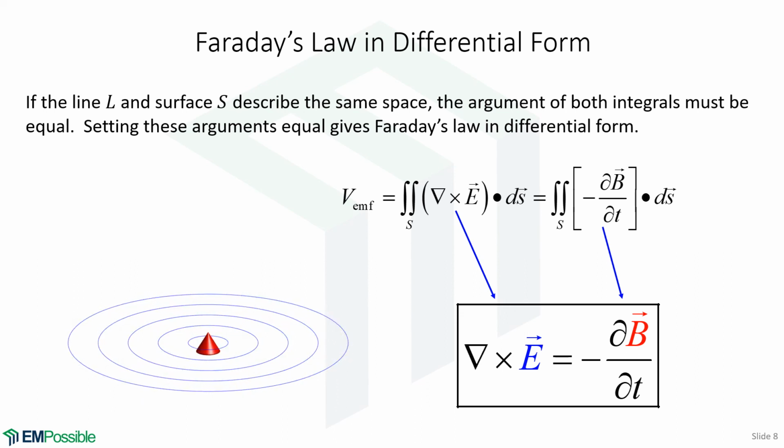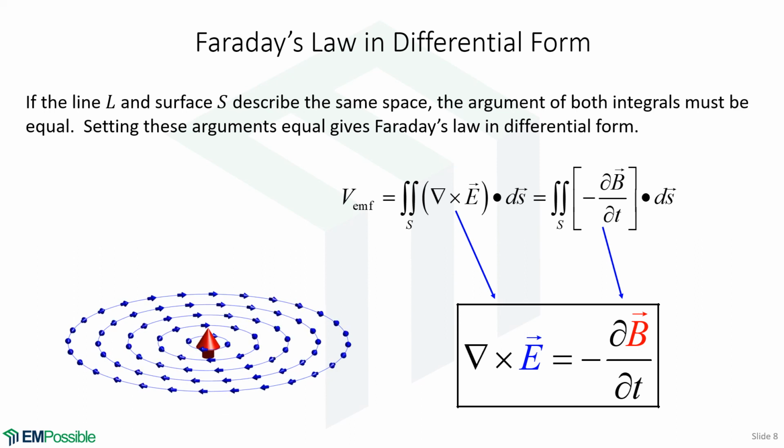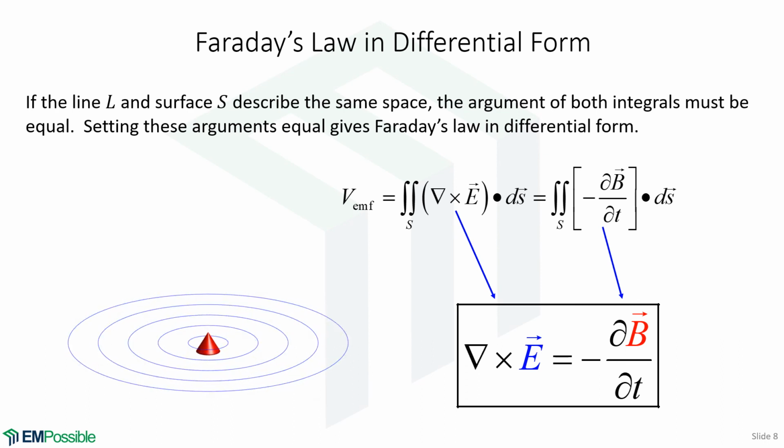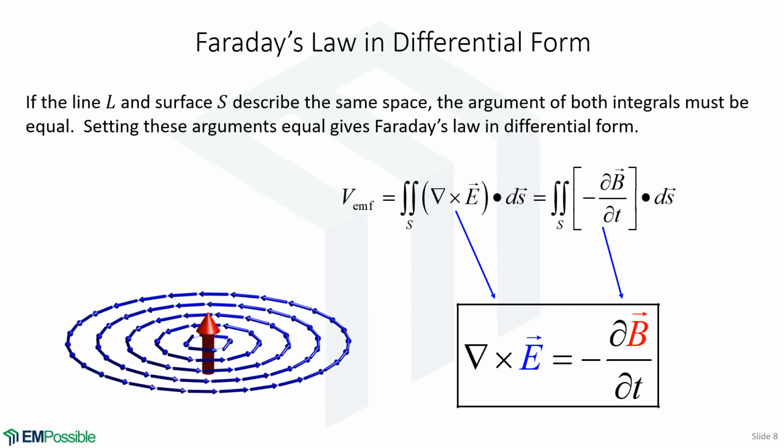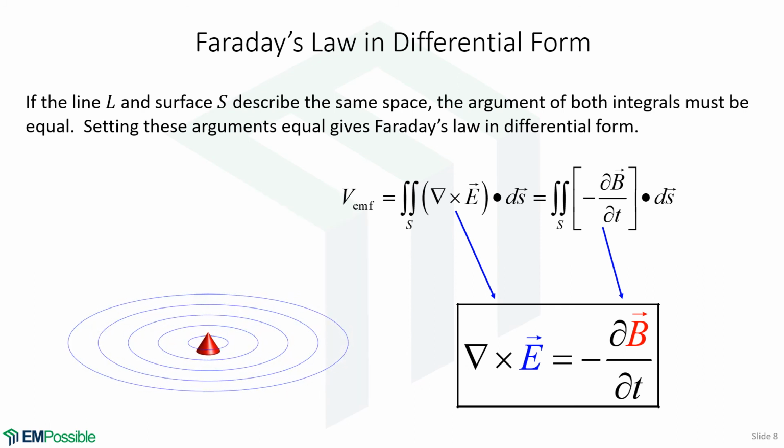But the big picture to come away with is that a time-changing magnetic field will have an electric field circulating around it. If the magnetic field is not changing with time, then there will be no electric field, at least no electric field due to the magnetic field. There might be one there for some other reason, but it won't be caused by that magnetic field.